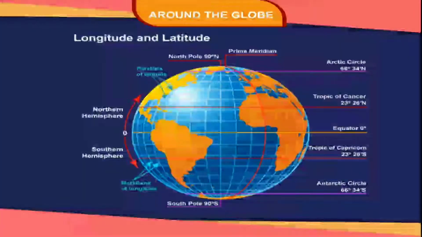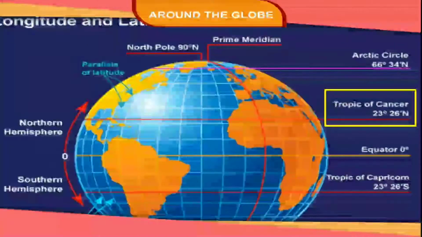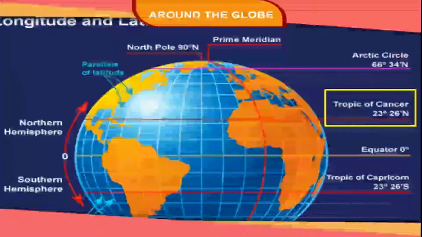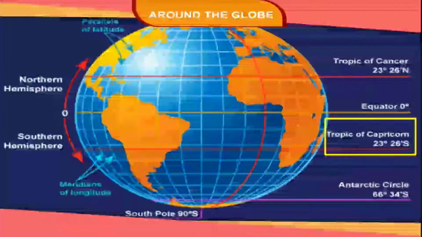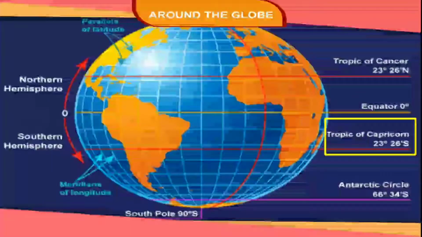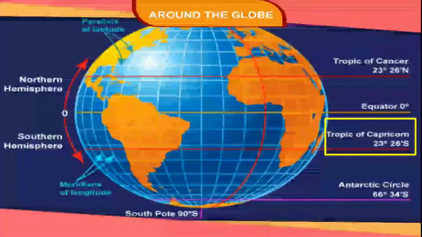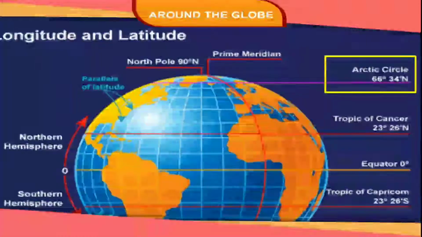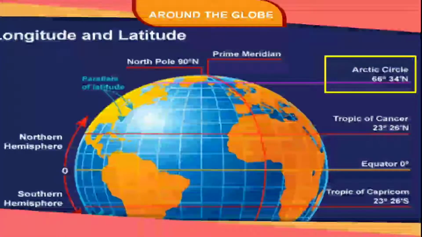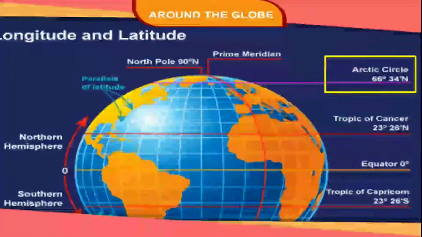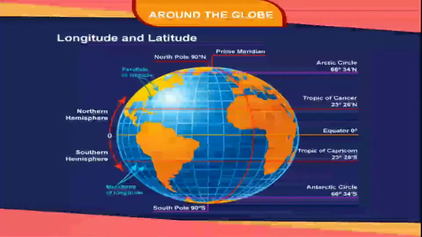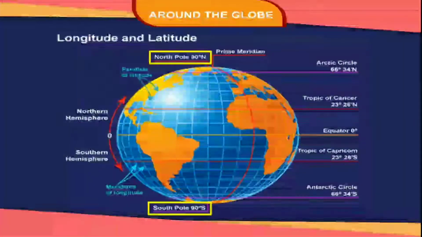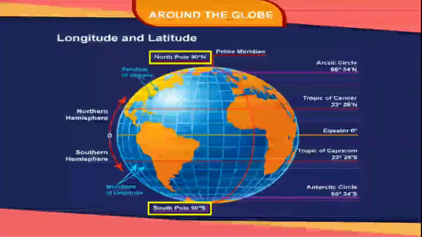Special parallels. There are 4 special parallels or latitudes apart from the equator and the poles. They are as follows. 1. The Tropic of Cancer is at 23.5 degrees north. 2. The Tropic of Capricorn is at 23.5 degrees south. 3. The Arctic Circle is at 66.5 degrees north. 4. The Antarctic Circle is at 66.5 degrees south. The special parallels divide the Earth from north to south into various heat zones.